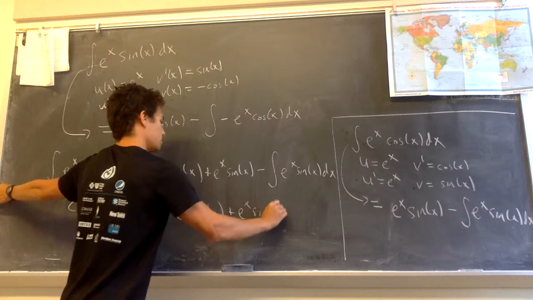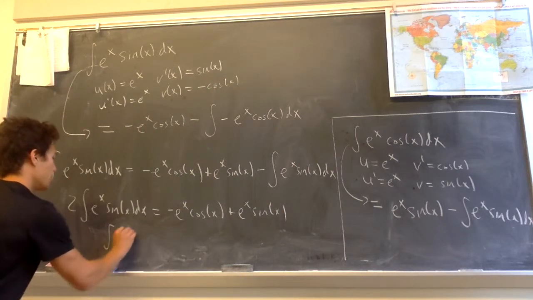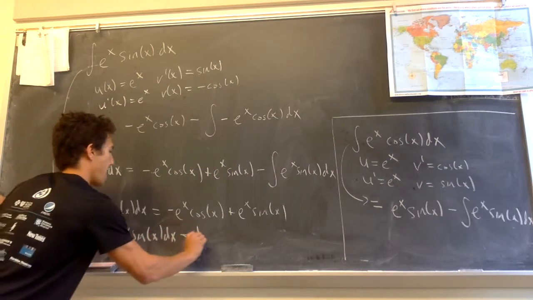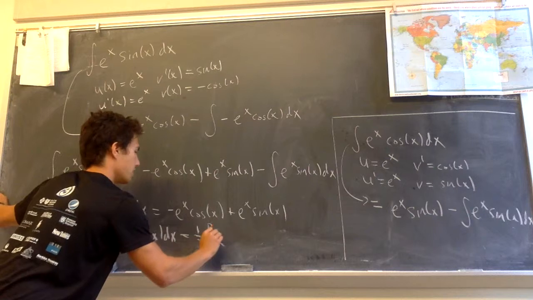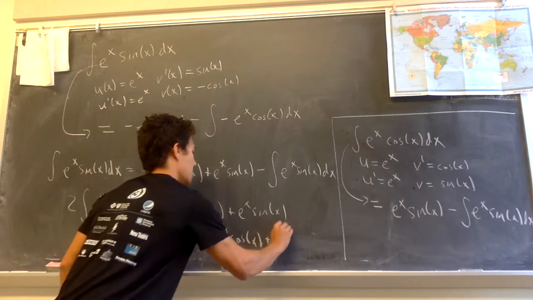sine of x, which means that the integral that we were interested in the beginning, e to the x sine of x dx, is equal to 1/2 times this quantity, negative e to the x cosine of x plus e to the x sine of x.